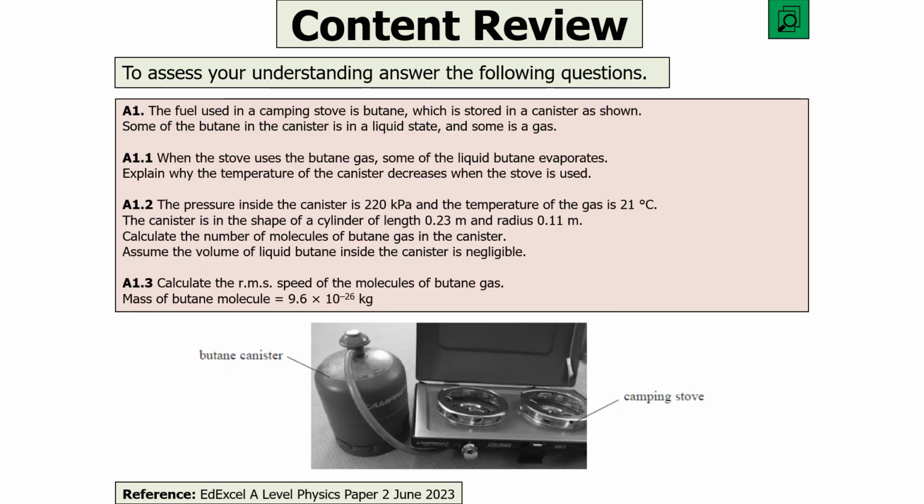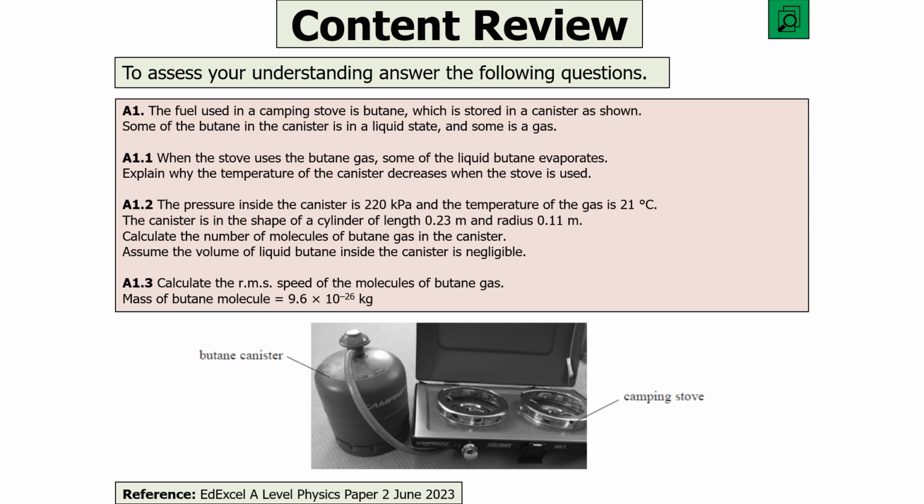The next question says, the fuel used in a camping stove is butane, which is stored in the canister as shown. Some of the butane in the canister is in a liquid state and some is in a gas. When the stove uses the butane gas, some of the liquid butane evaporates. Explain why the temperature of the canister decreases when the stove is used.